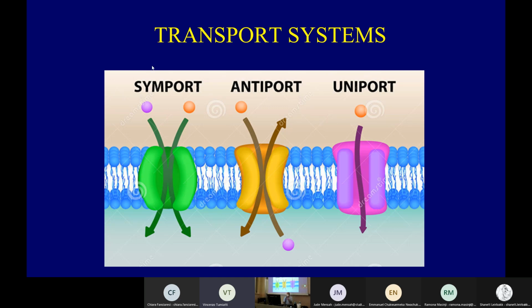Transport systems, once again, are very important, but sometimes drugs can use the same transport system, so you have a competition for the same carrier.